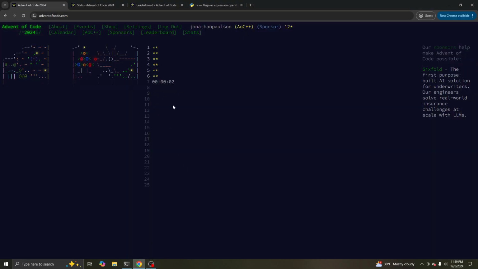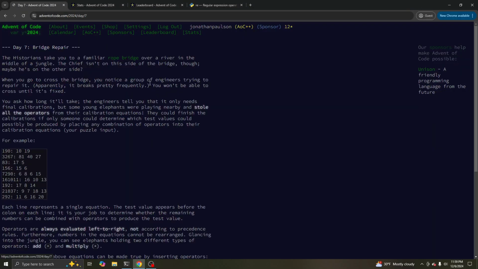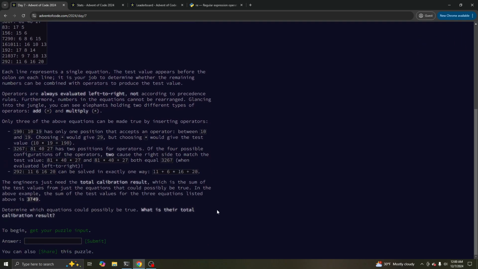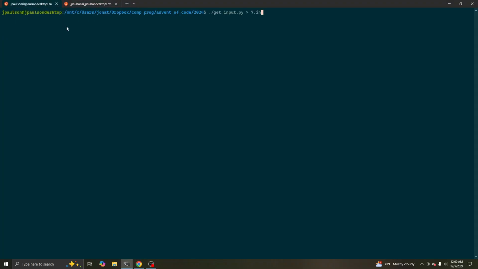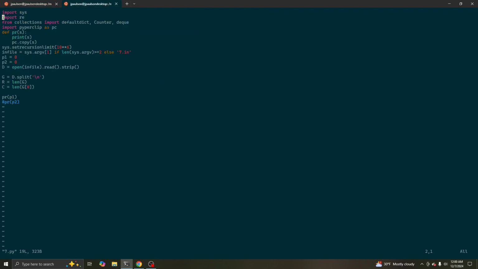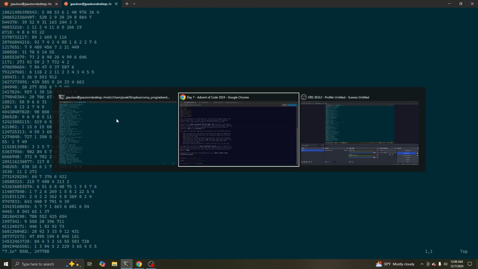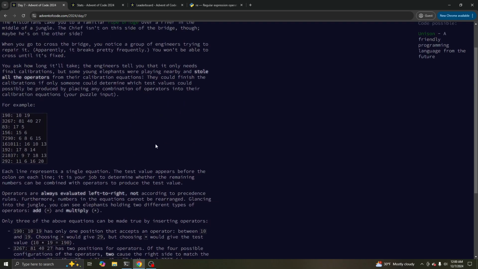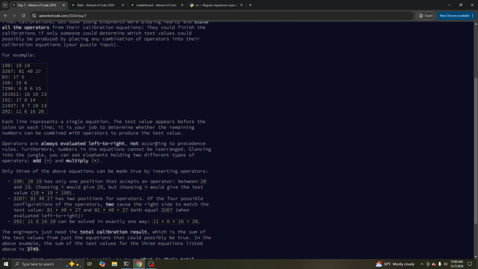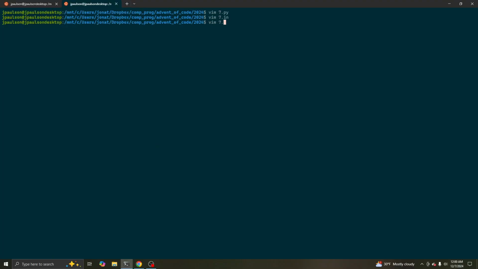Okay, Advent of Code Day 7. What have we got? We have a list of numbers, and we want to find the sum from the equations that could be true. What does that mean? Left to right, add and multiply. Okay, sure.